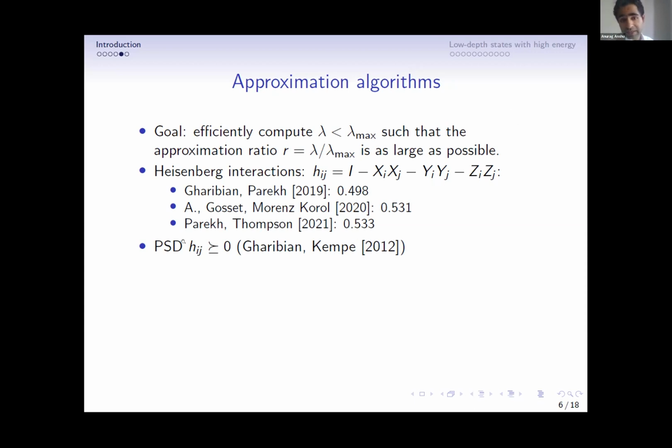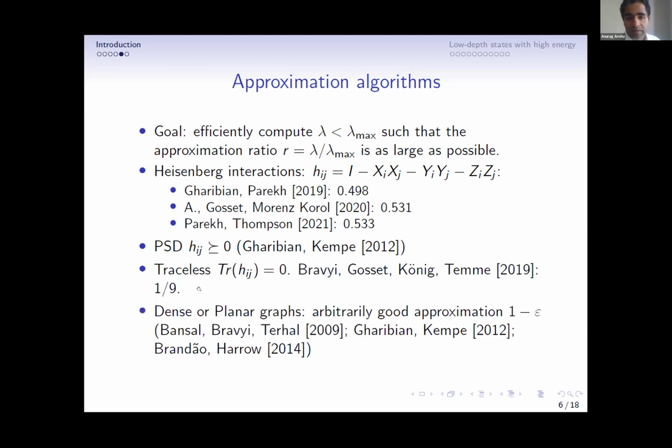That's one example. More generally, if your local terms are positive semi-definite matrices, that's a very well-known studied class of Hamiltonians. In this case, some results were obtained by these authors, who showed that you could get a half approximation for any PSD Hamiltonian like this, but that approximation may not be efficient, but it will give you a nice product state, which I'll get into soon. There are other examples as well.